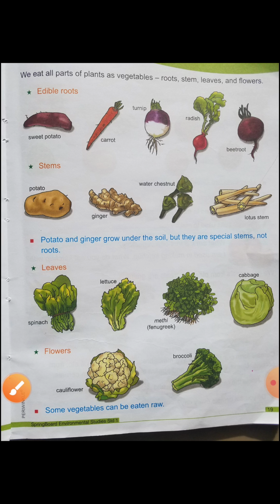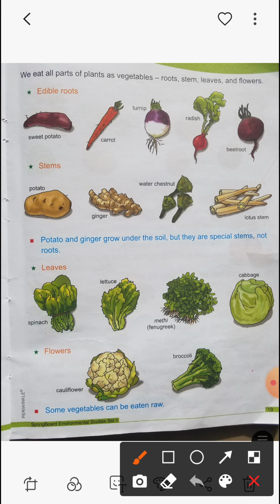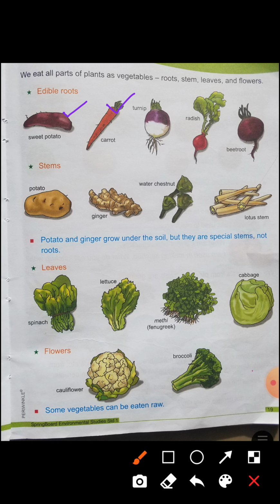Observe this picture very carefully: carrot, sweet potato, turnip, radish, and beetroot. See, on their body some small roots are there, like these black colored root parts. So we can say these come under the roots part of the plant body. Understood, students? Now we will come to the stem part.